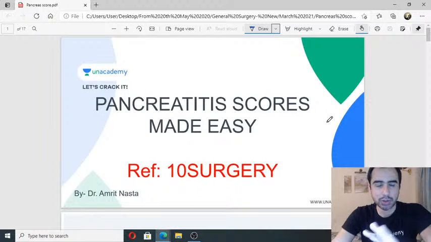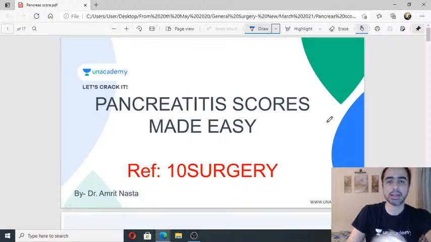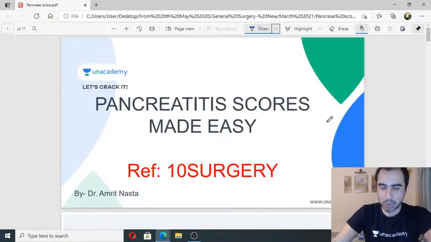The severity scores. Some new scores have come, some old scores deserve a little bit of mention. We are always very scared when we hear the terms Ranson score, Glasgow score and so on. So I will try to make your life a little easy today, just give you some simple ways to remember at least the important pointers of this course. That is the idea of today's short session. It's a very short session covering the important points and the important scoring systems and some mnemonics to help you remember the score.